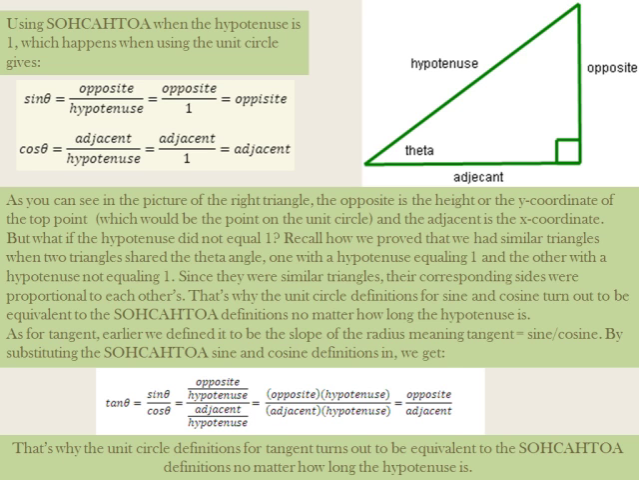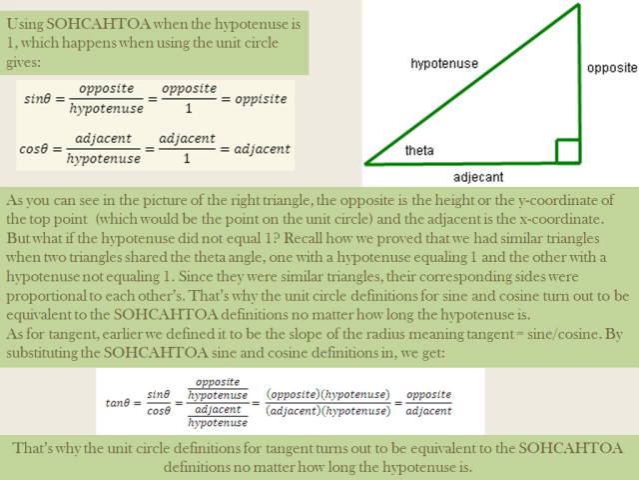Recall how we proved that we had similar triangles when two triangles shared the same theta angle, one with the hypotenuse equaling 1 and the other with the hypotenuse not equaling 1. Since they were similar triangles, their corresponding sides were proportional to each other. That's why the unit circle definitions for sine and cosine turn out to be equivalent to the SOHCAHTOA definitions no matter how long the hypotenuse is.